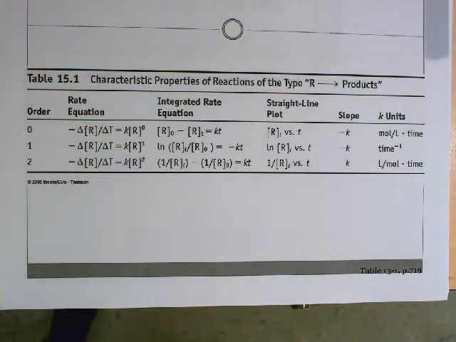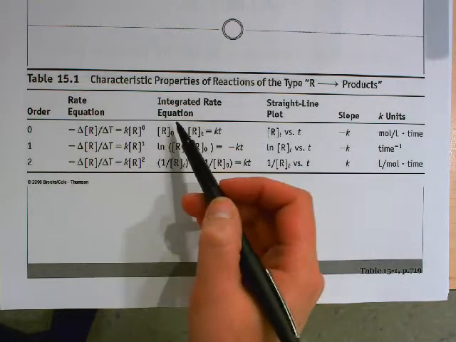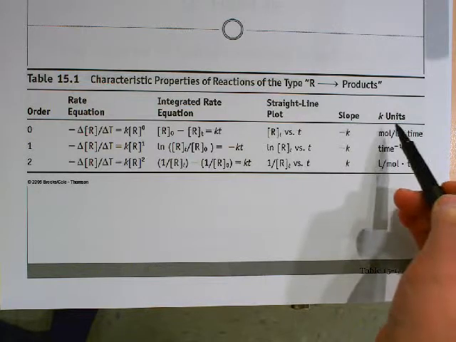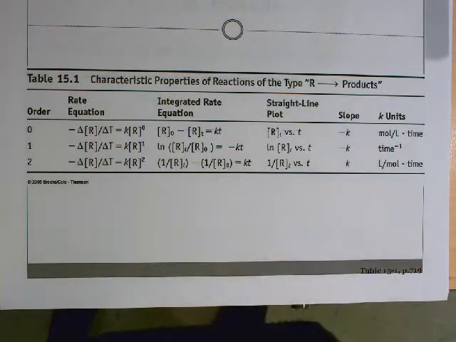Alright, so here, I think it's from your book, but this is like an all-in-one, one-stop shop. The order, the rate equation, the integrated rate law, what the plot should look like, what the slope is, and what the units are of k. Okay, I'm not going to spend a bunch of time on it. Just star this in your notes that this is a useful table to kind of double check yourself on. Or print off this one slide and walk around with it in your pocket.